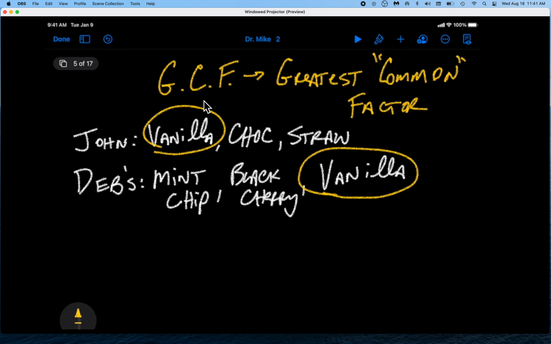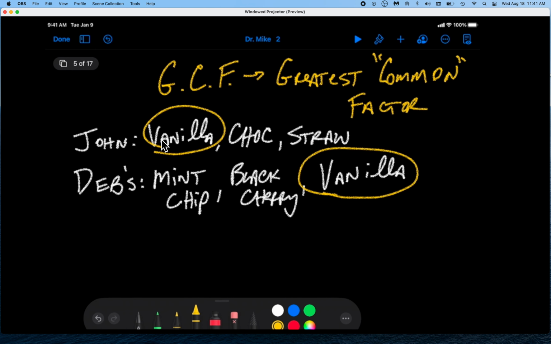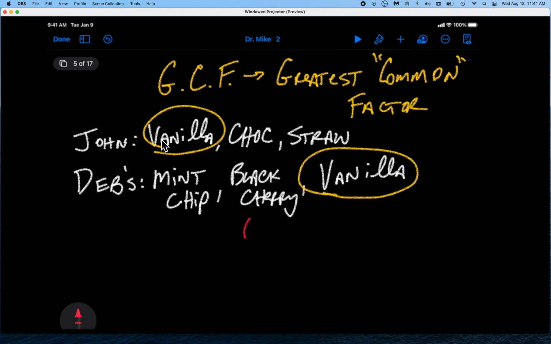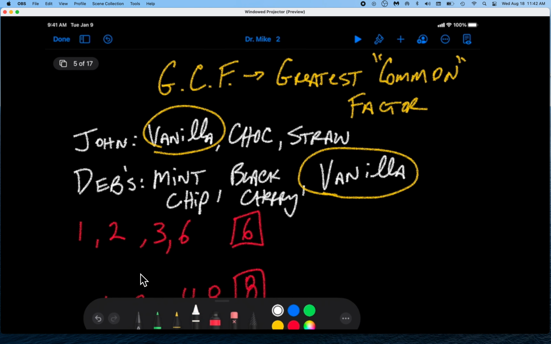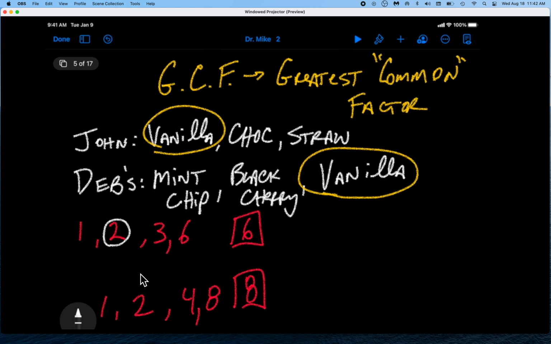Okay, so what we're going to do here when we talk about greatest common factor is we're going to give you two numbers. Okay, I'm going to give you two numbers, 6 and 8, for example. And we're going to look at the factors of each. Here they are. And then we're going to ask, do they have any common factors? Well, the answer is yes. 2 is a common factor.